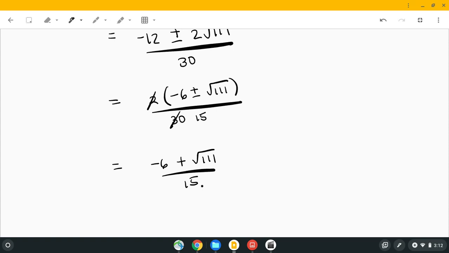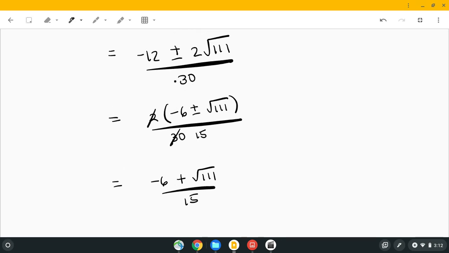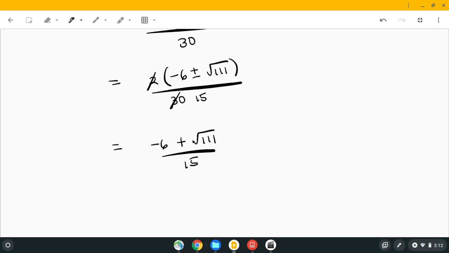So like right here, some students would cancel the negative 6 and the 15. You cannot do that. Okay, because if you're thinking, oh, but they have 3 in common. Okay, well, if they have 3 in common, then are you able to factor out a 3 from here and here? No. If you can't factor out a 3 here, then you can't cancel the 3. Okay, like right here. If you're thinking, oh, they have 2 in common, well, you better be able to factor out a 2 from the numerator to cancel it. Okay, if you can't factor out a 3, then you can't cancel it. Okay, so this would be our final answer.